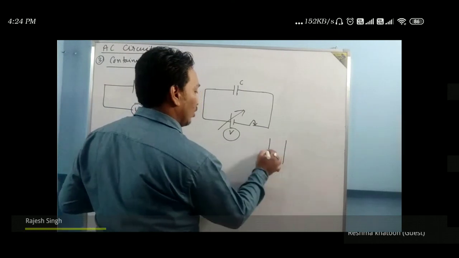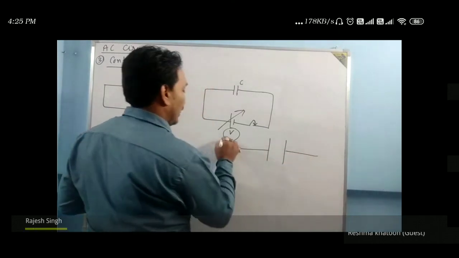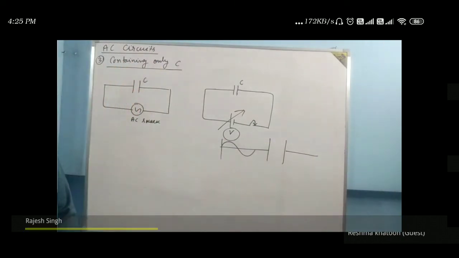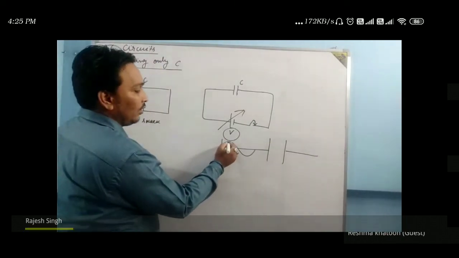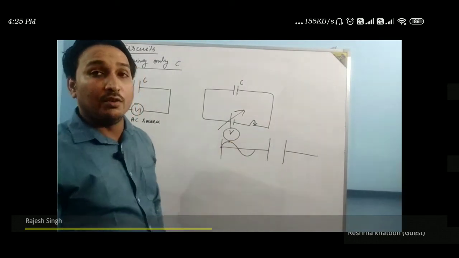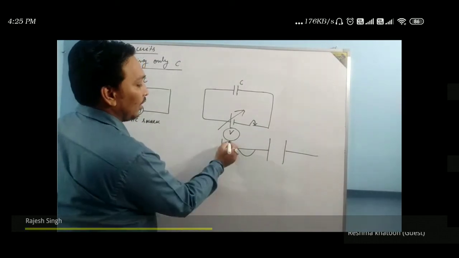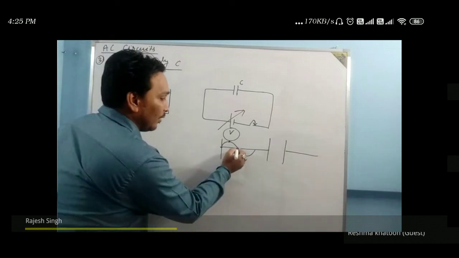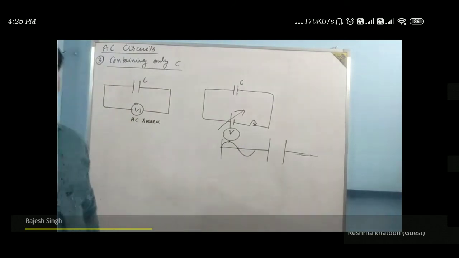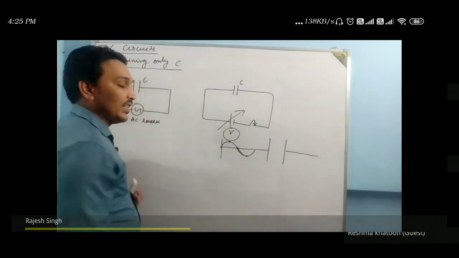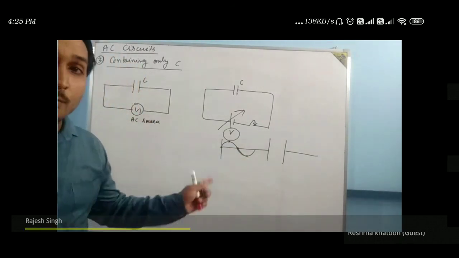This is your capacitor and the AC source is being supplied to it. Then what happens? Till here, the capacitor is getting charged and its voltage increases. Then from here till here, the capacitor discharges. And at this point of time, there is no voltage across the capacitor. Voltage across the capacitor is 0. Then from here till here, again the capacitor gets charged, but in opposite polarity.